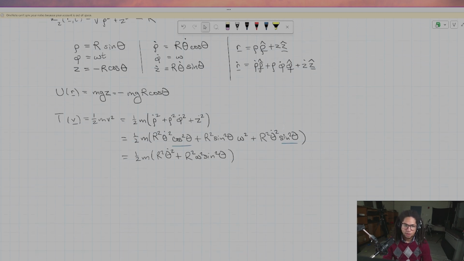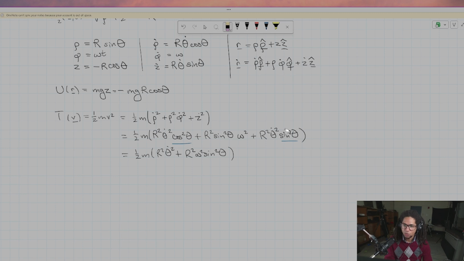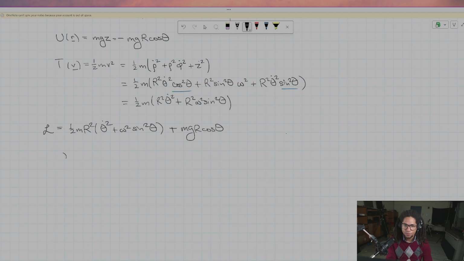Great. Now we're ready to go. We just plug this right into our Lagrangian. So our Lagrangian is 1/2 m r squared. I can even pull the r squared out. Theta dot squared plus omega squared sine squared theta minus, except that minus combines here, so plus mgr cos theta. Okay, ready to go. dL d theta.